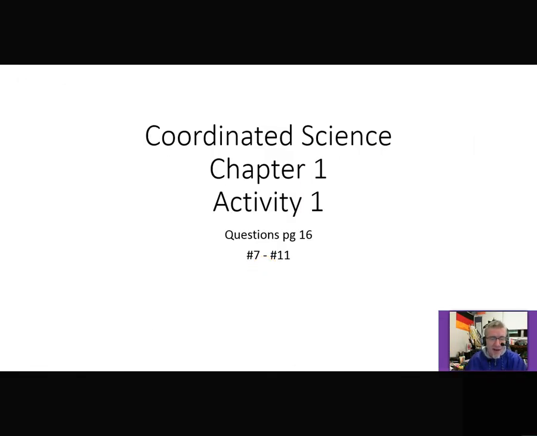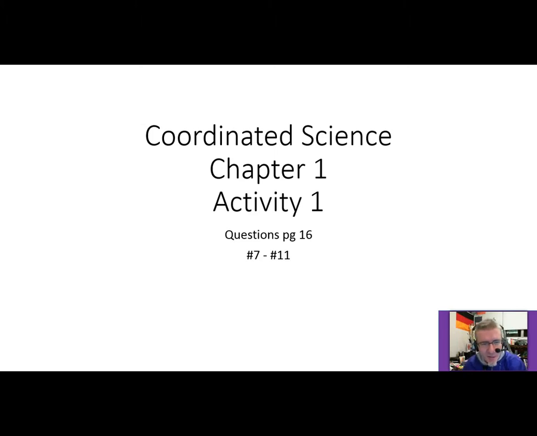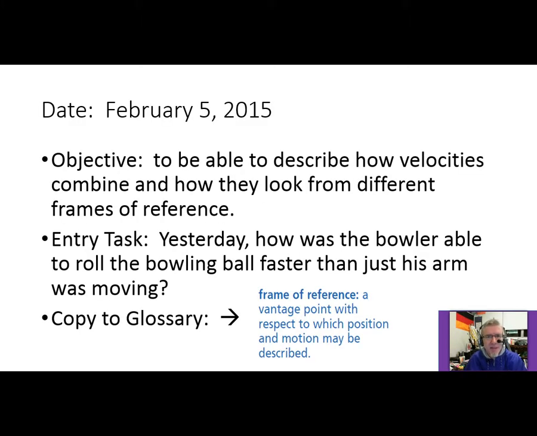Today we're talking about the questions on page 16, number 7 through 11. But first, let's go through a few things for today. Please get your notebooks, write down the objective and the date for today, February 5th, 2015.